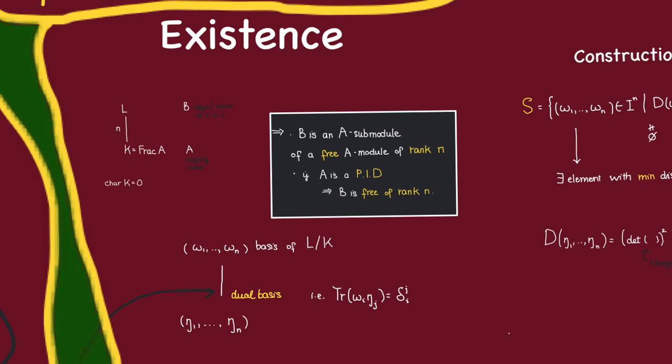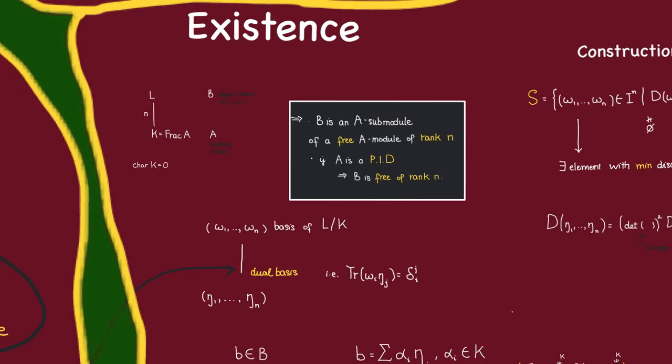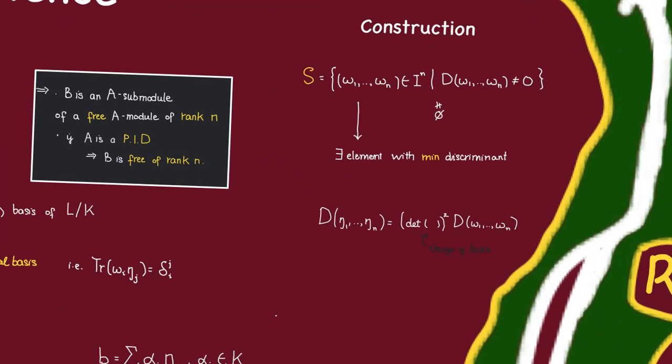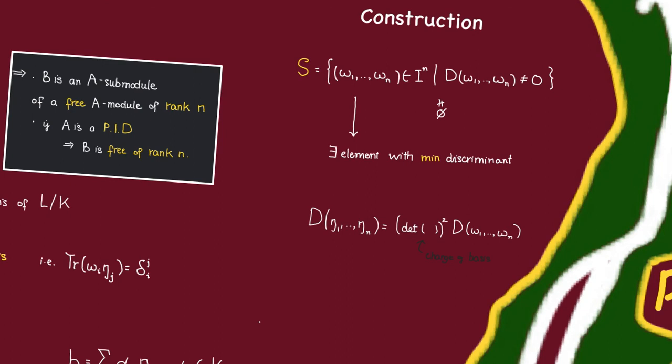So for example, when A is Z, then O_K is going to be a free Z-module of rank n. Note though that O_K itself is not always going to be a PID, so O_L is not always going to be free over O_K of rank n. Now that's about existence, but we can actually construct an integral basis for O_K, or actually for any ideal I of O_K.